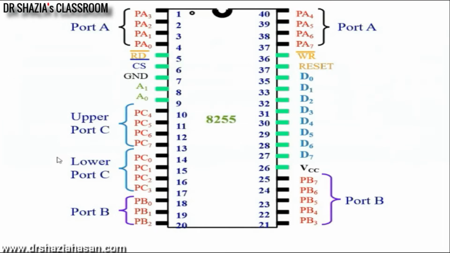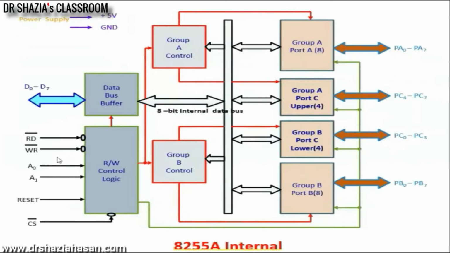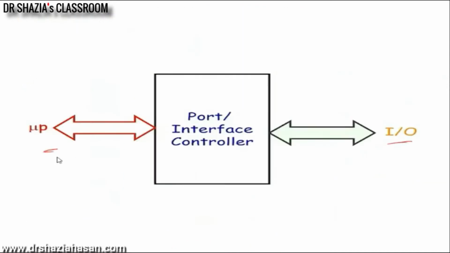Basically, this is the pin diagram of 8255. Instead of this, I'll go to this particular diagram, which shows the complete internal architecture of 8255 and its important parts or functions. Whenever we say we are using an interface, it has two sides. One side of the interface is connected to the processor. On the other side, the interface is connected to the IO device.